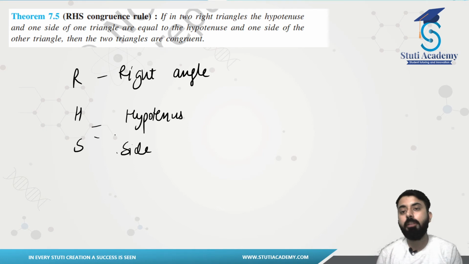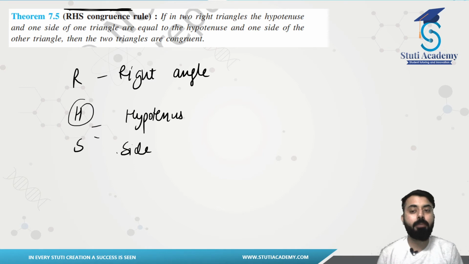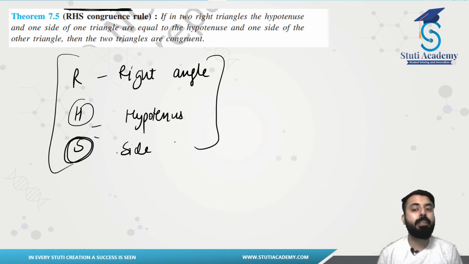So remember, this congruency rule will be applicable only to a pair of right angle triangles. So if you have a pair of right angle triangles, then to prove them congruent, considering their hypotenuse and sides are equal, the congruency rule will be right angle hypotenuse side. But if the hypotenuse is not equal, then you can use angle side angle or side angle side. That will totally depend upon the nature of the question that has been given to you.